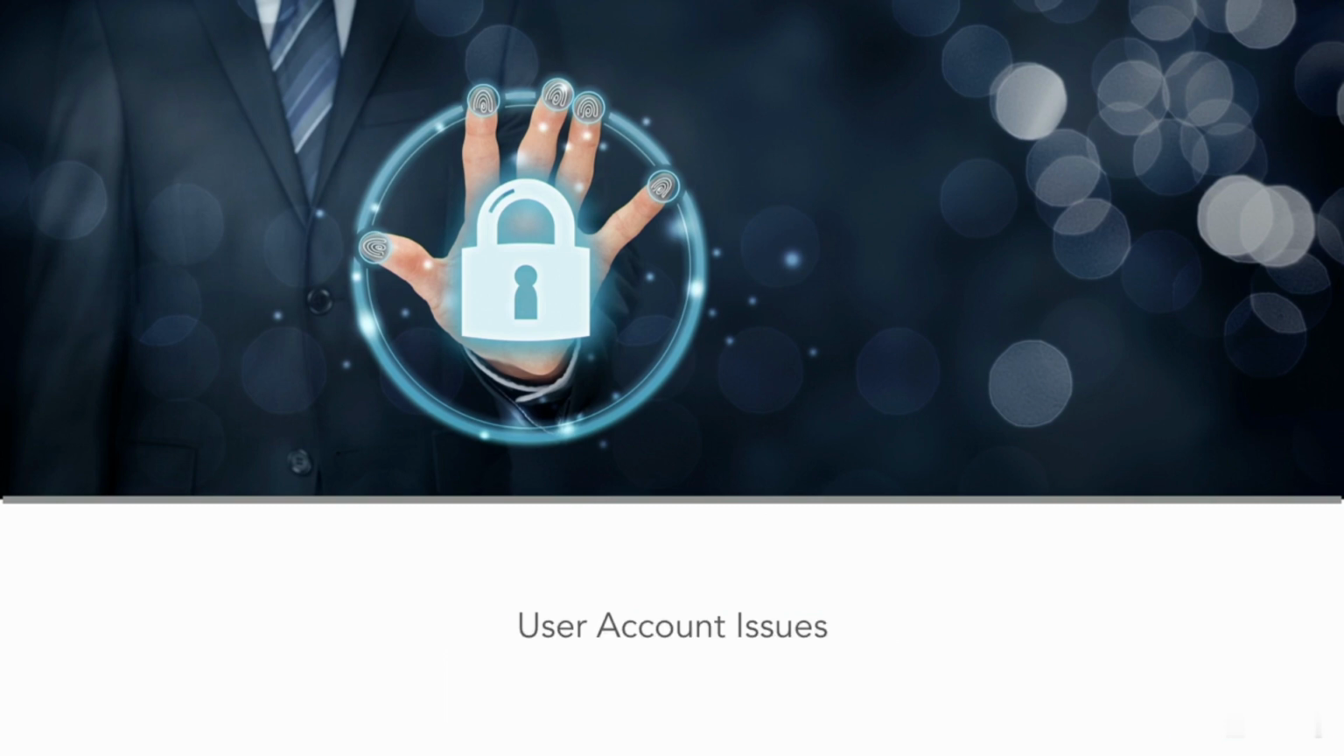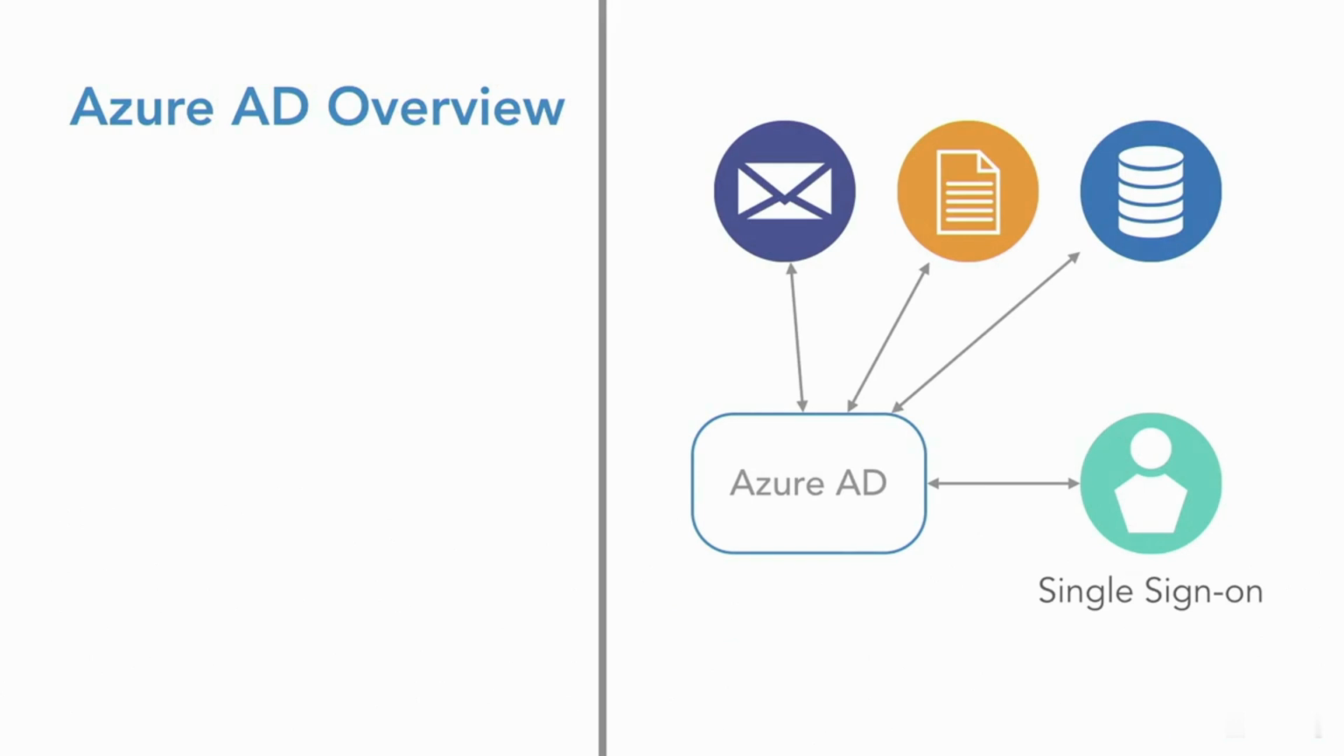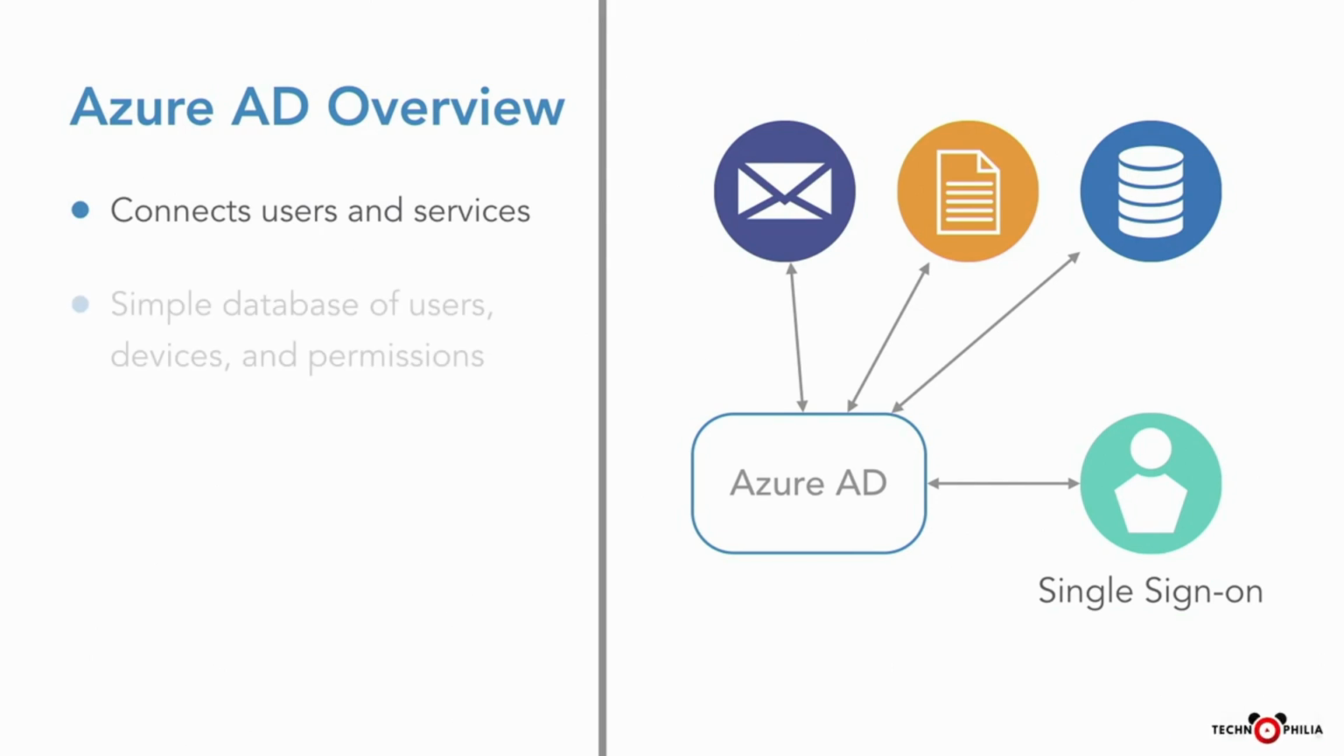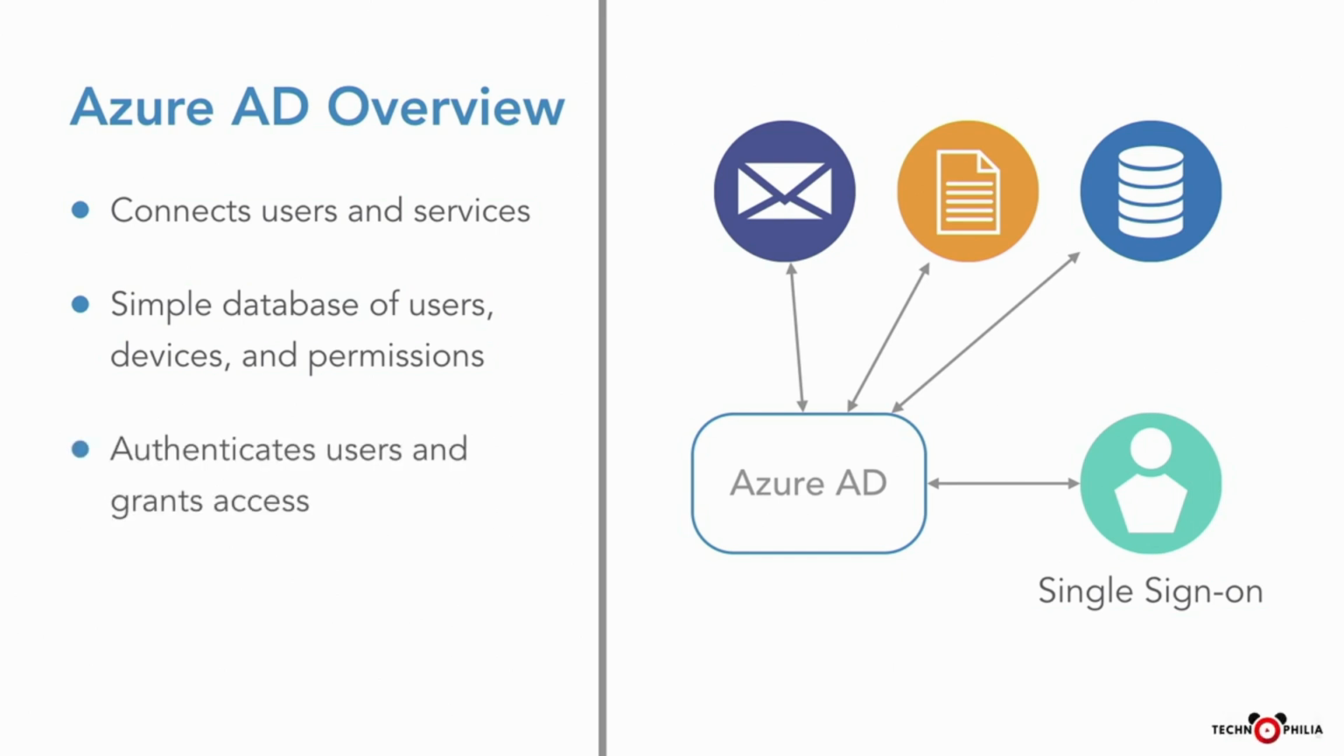And these problems are typically related to Azure Active Directory for Microsoft services. You can think of Azure Active Directory, or Azure AD, as the glue which connects users to services. It consists of a simple cloud-based database of users and devices, together with their associated permissions. It authenticates users, allowing them to access resources and applications using just a single sign-on. This means that they can enter their username and password once and access their resources.